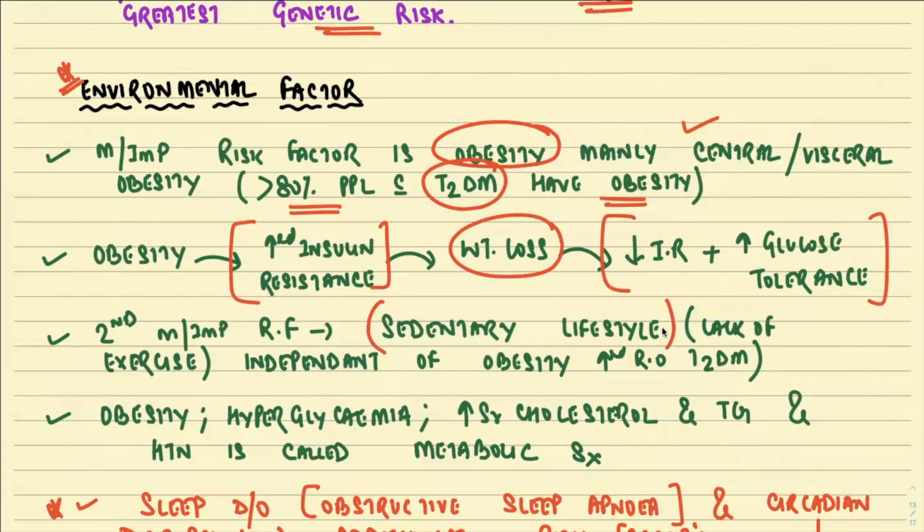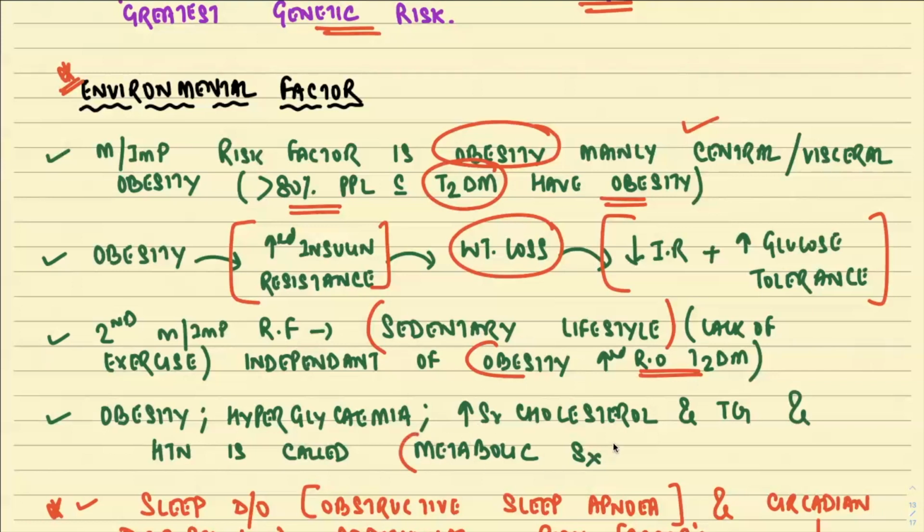The second most important risk factor for the development of diabetes mellitus type 2 is a sedentary lifestyle, meaning lack of exercise, which is very common in us today. Now, this risk factor, independent of obesity, increases the risk of type 2 diabetes mellitus. So if a person is thin and is just staying inside the home, he is also at risk of developing type 2 diabetes mellitus.